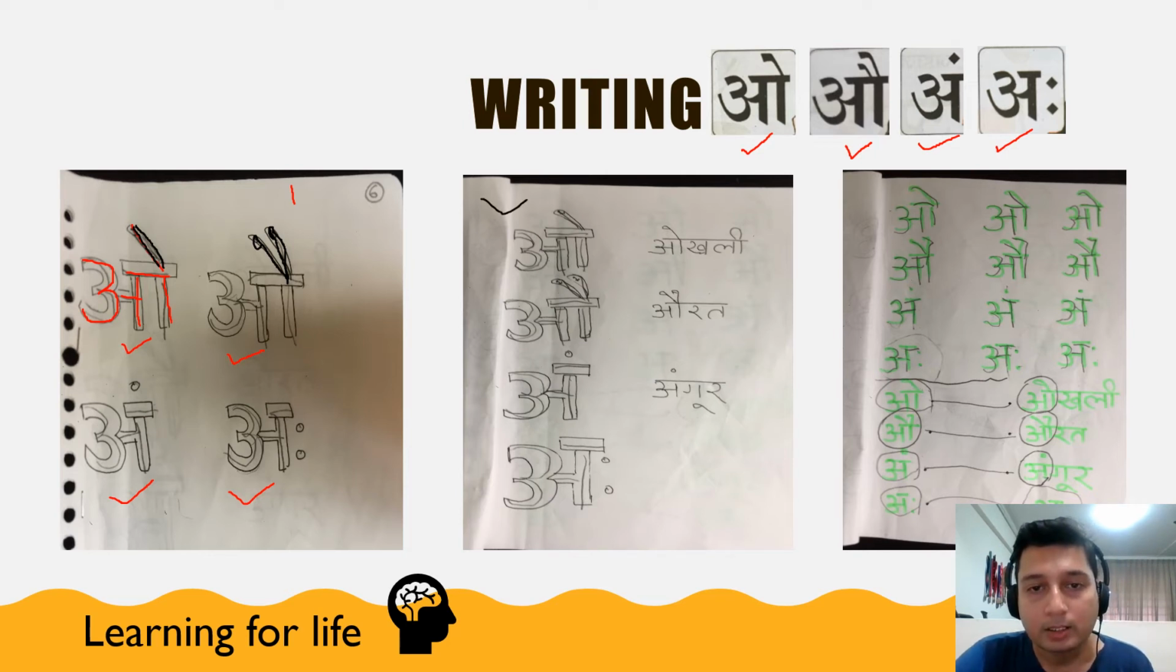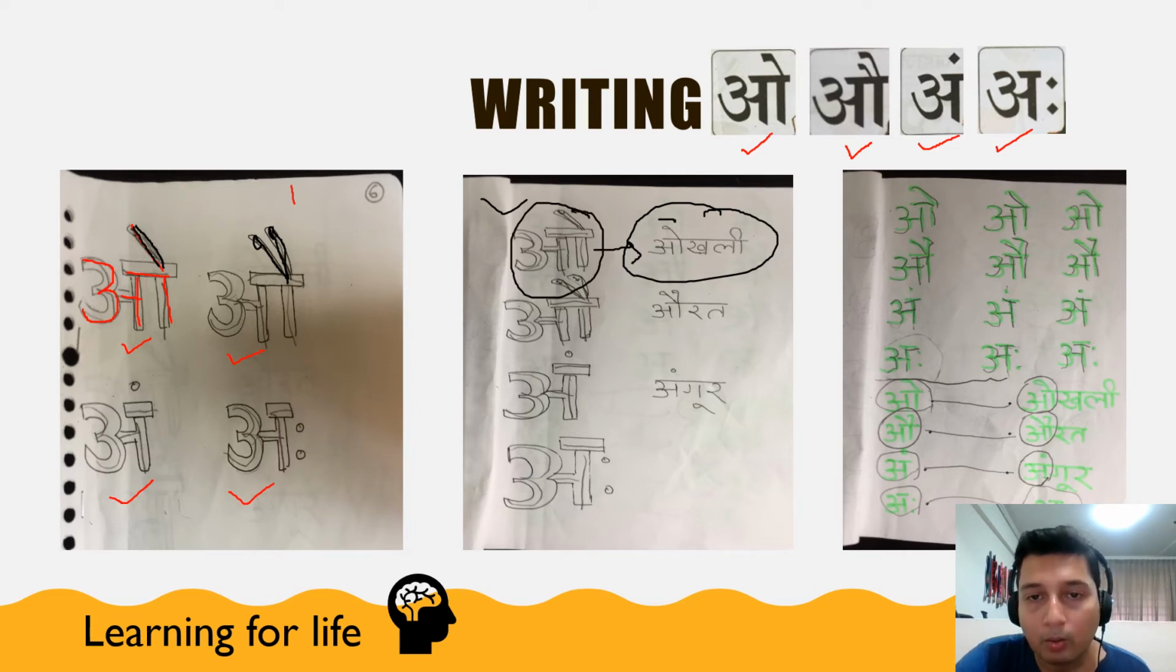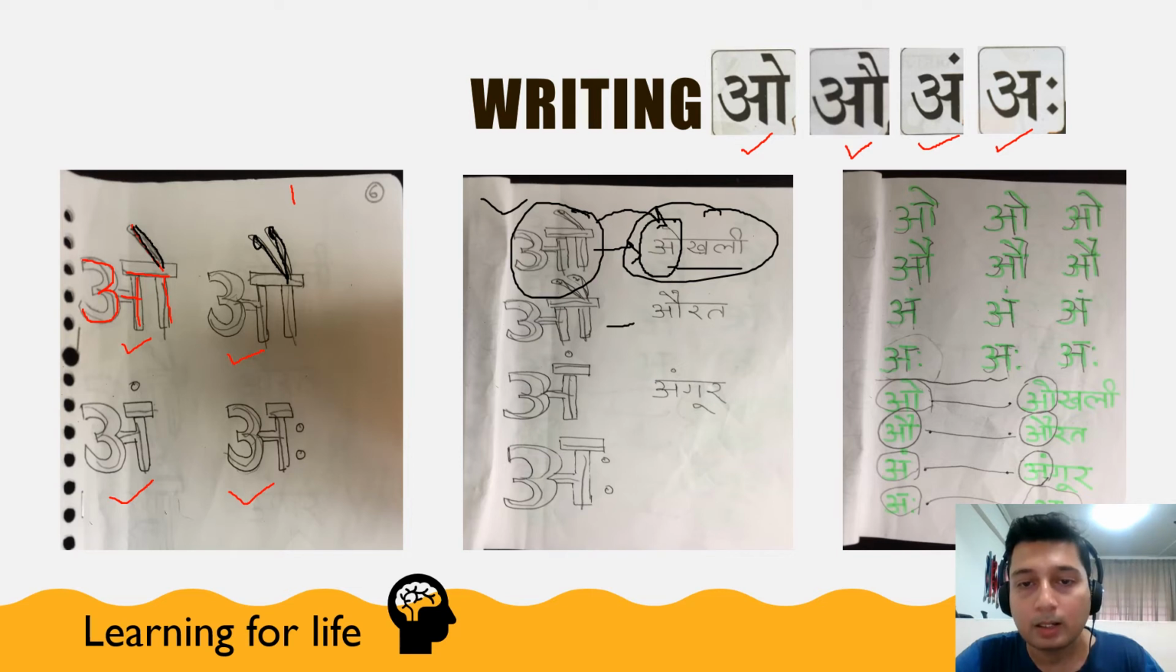In the second worksheet, you can see that I have the words with the alphabets here. So O, they would look at O, and then they would look at Oakley. They have also looked at Oakley in the picture before. Now the word has come again, so they already have a recognition for that, and it's a reminder this time. Plus they see the O here and they see an O here, so they know that Oakley starts with O. Similarly, Au se aurat, Ang se angur, and Ah.